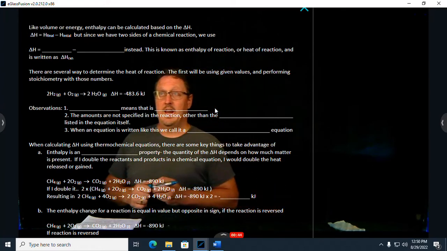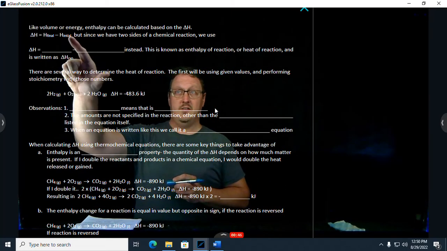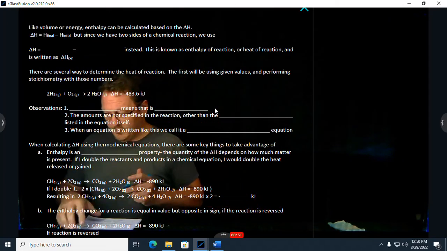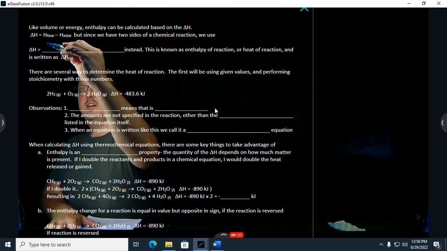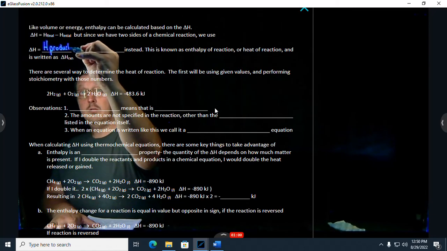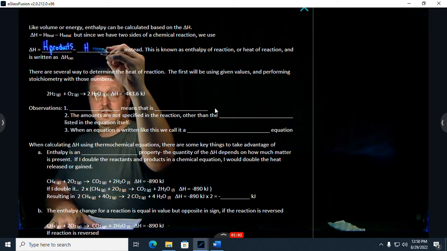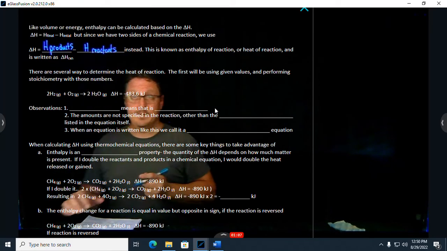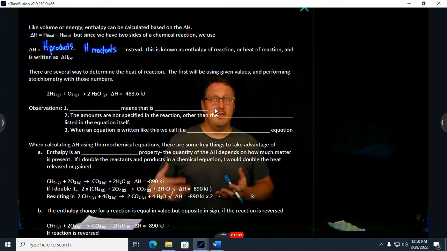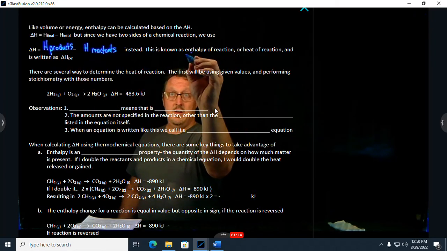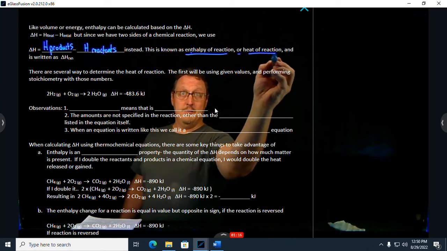Okay, so change in H equals H final minus H initial, but since we have two sides of a chemical reaction, we use that delta H is equal to the enthalpy, delta H of our products, minus the H of our reactants. Okay, and this is known as the enthalpy of the reaction or heat of reaction, and is written as delta H. So this is enthalpy or heat of reaction.